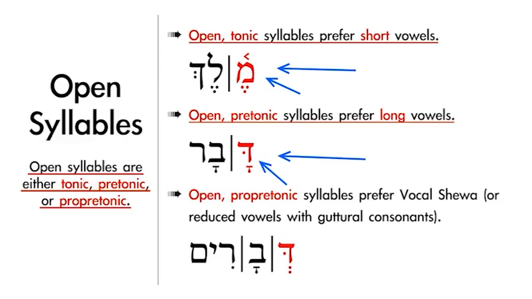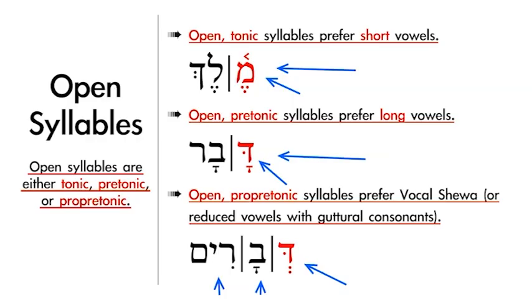If you can memorize those rules with those two examples, then you know how to apply those rules. Finally, the open propretonic syllable prefers a vocal schwa or reduced vowels with the guttural consonants. Now let's look at our example down here. We've got our tonic syllable, our pretonic syllable, and then our propretonic syllable, the one that occurs before the pretonic syllable. Open propretonic syllables will prefer the shortest possible vowels.